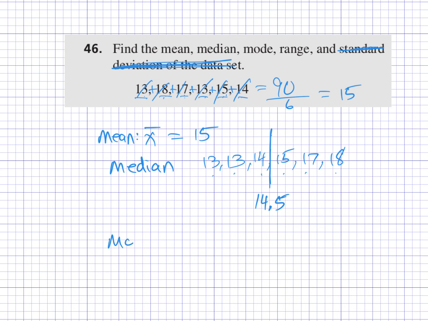And the mode is the most frequently used, which would be 13. 13 is used twice. And the range. The range is you take the bigger number minus the smaller number, and that is 6. And we'll talk about standard deviation later on this year.